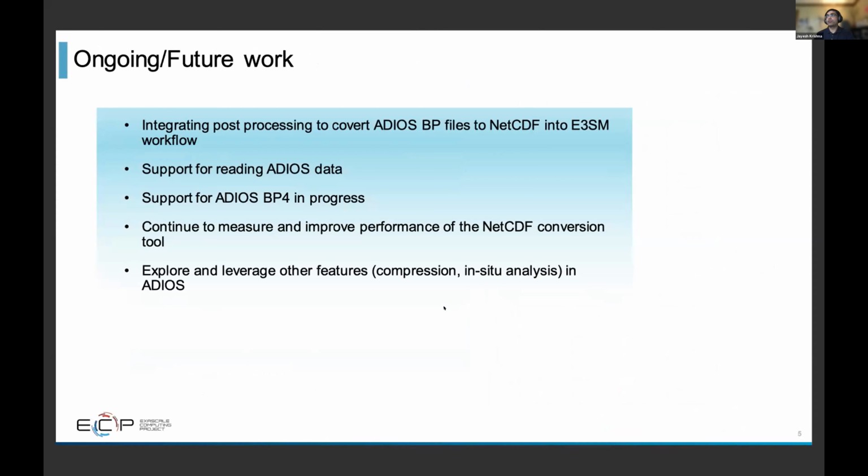About ongoing and future work, currently we're working with the ADIOS team to support reading back the ADIOS data and adding support for BP4, the newer file format, and improving the performance of the netcdf conversion tool. We are also working on integrating the post-processing required for converting ADIOS files to netcdf into the E3SM workflow. We are also exploring how we can leverage other features in ADIOS like compression and in situ analysis for E3SM simulations.